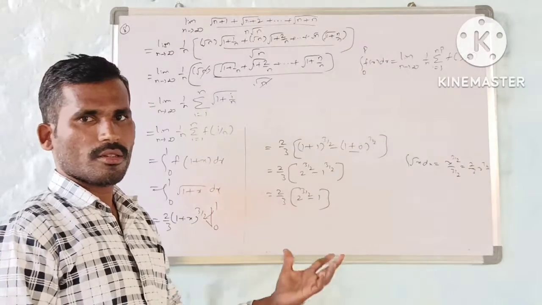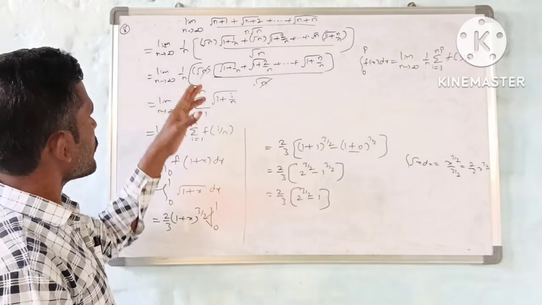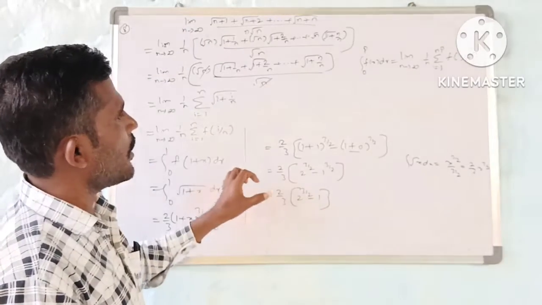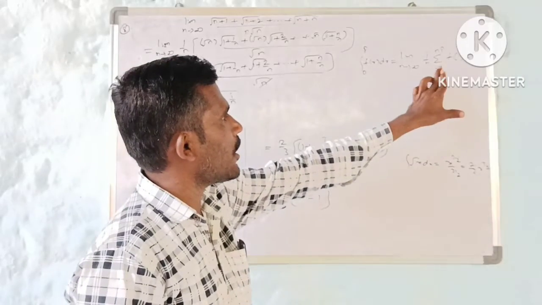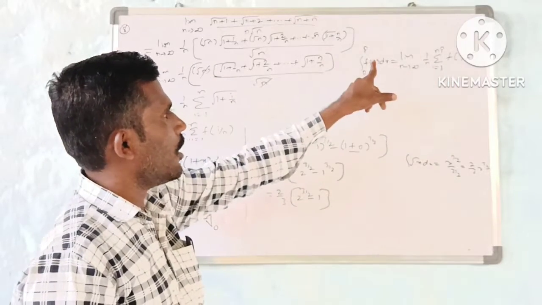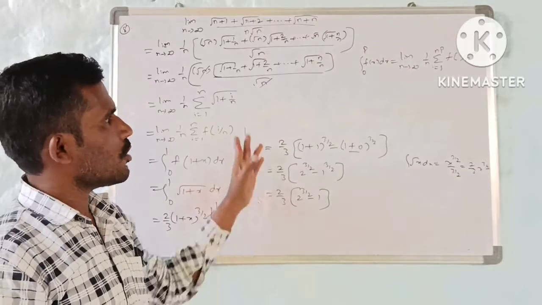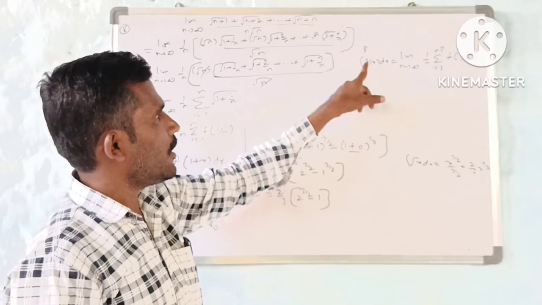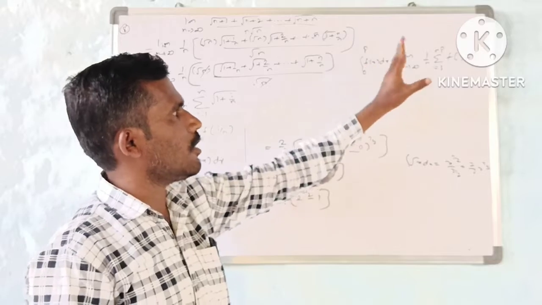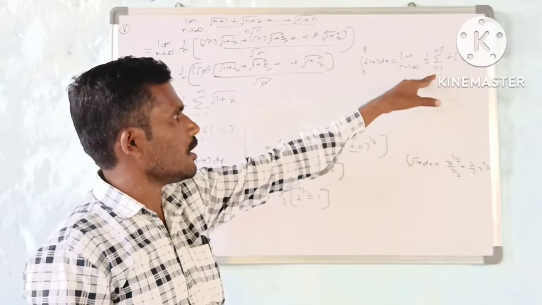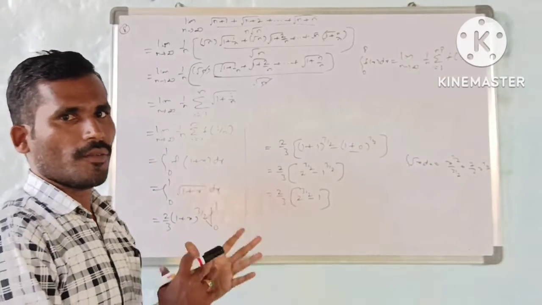See this one, what is given, I'm telling you once again. When the limit of a sum is given, you have to convert it into integral form, and only after that evaluate the integral. In the previous exercise, when the integral was given, we converted it into a limit of a sum, and after that we evaluated it. So that is a small difference.